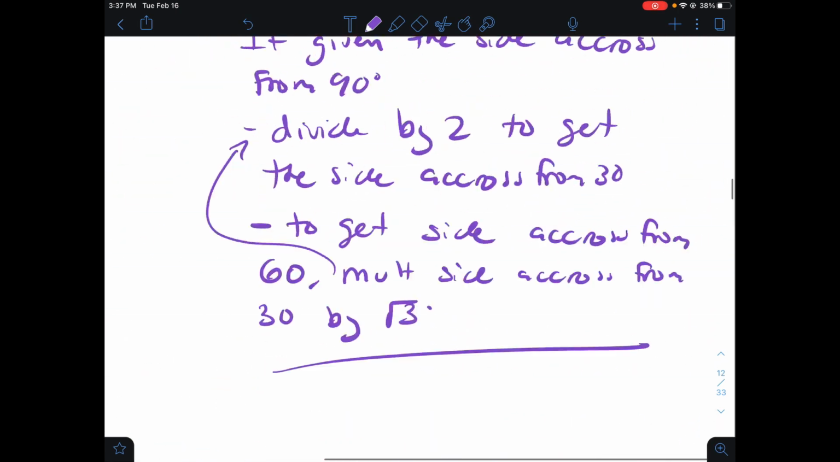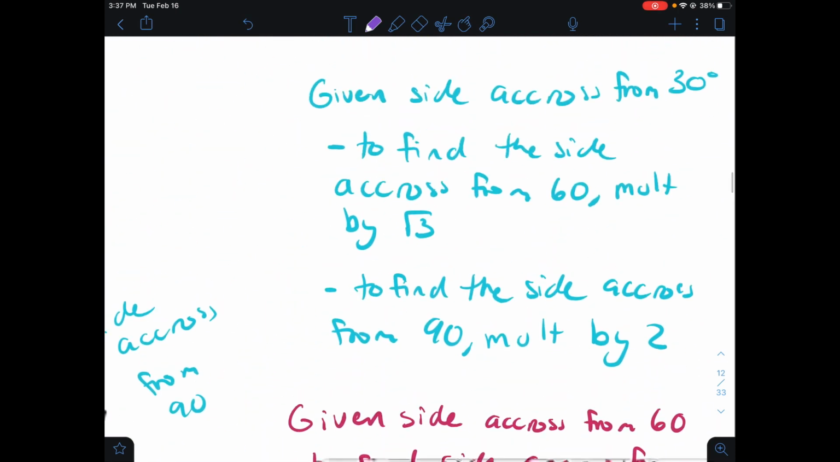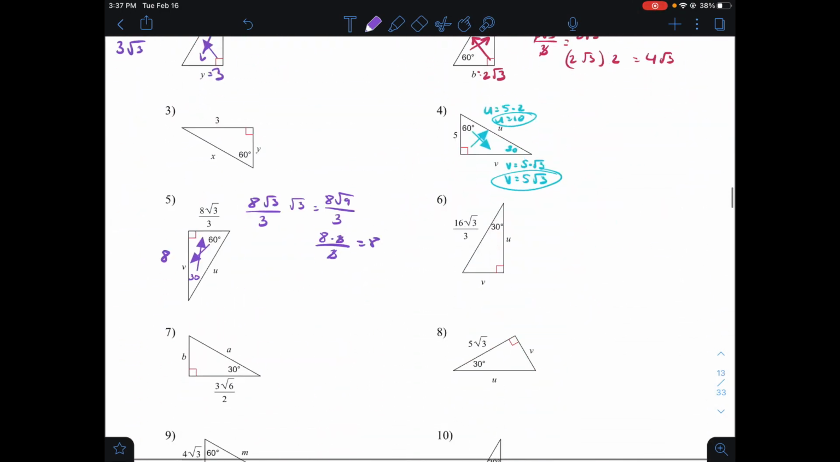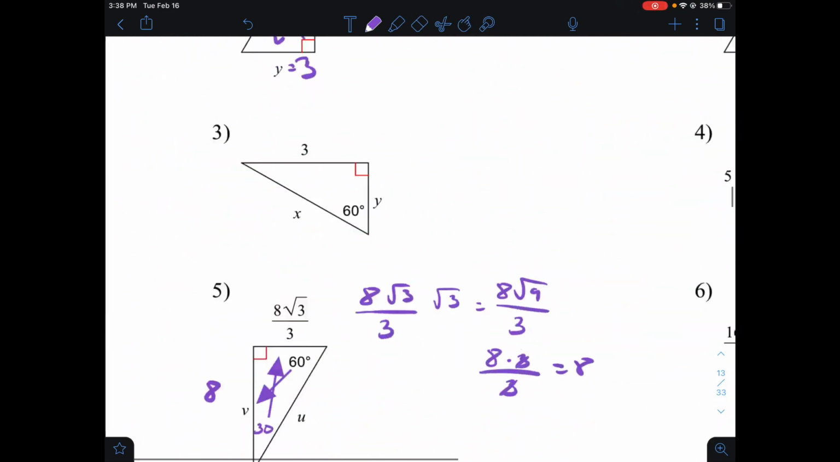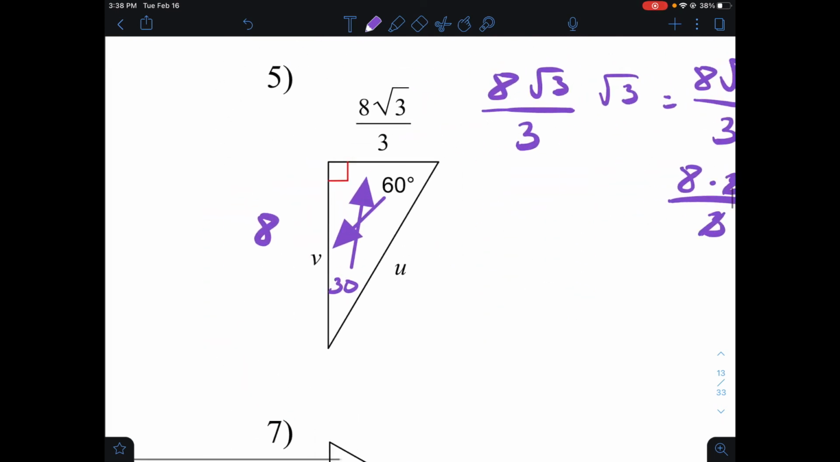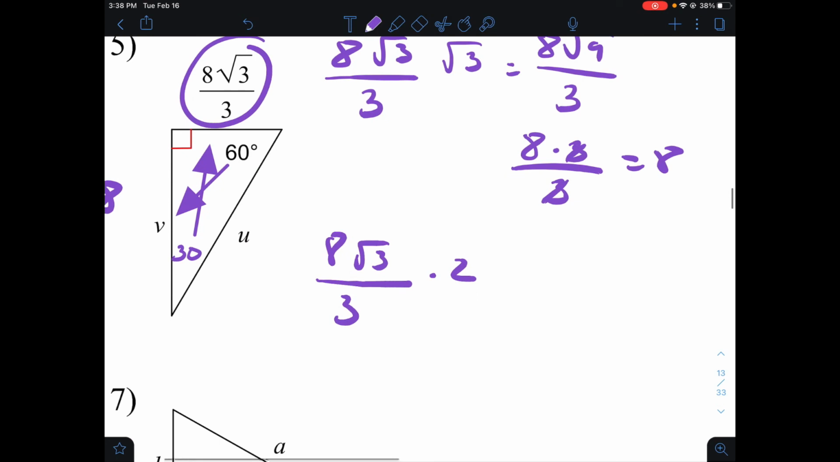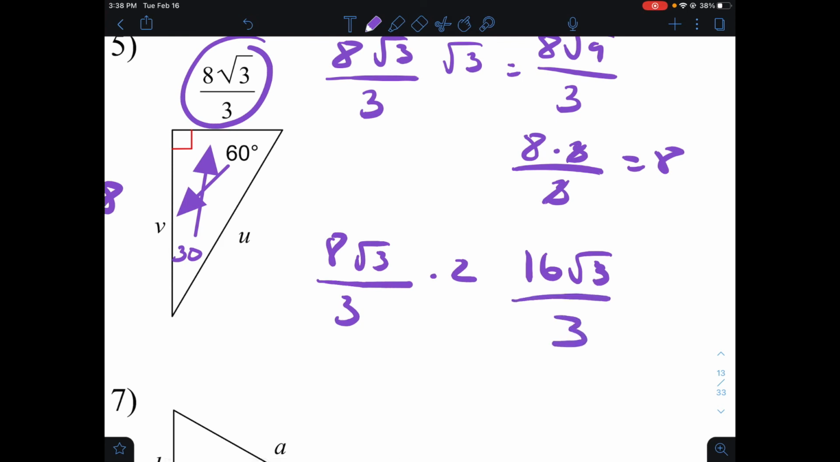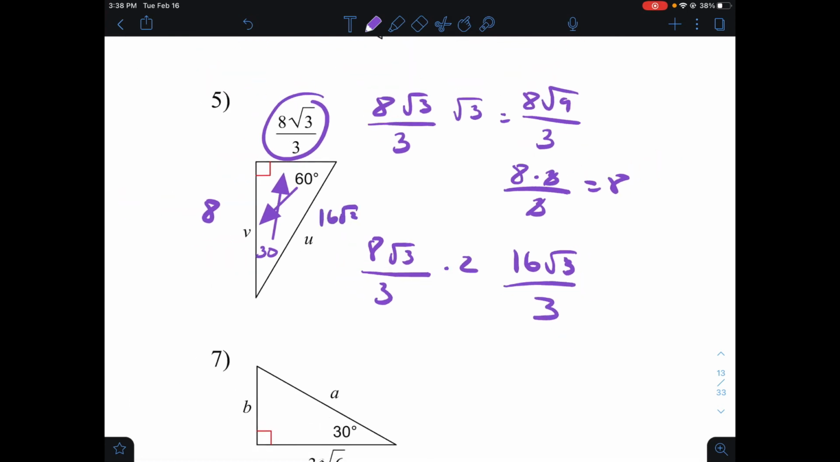Then, to find the side across from 90, we can go back to our notes. You're going to multiply this guy by 2. So we get 8 root 3 over 3 times 2. We get 16 root 3 over 3. So this guy here is 16 root 3 over 3.